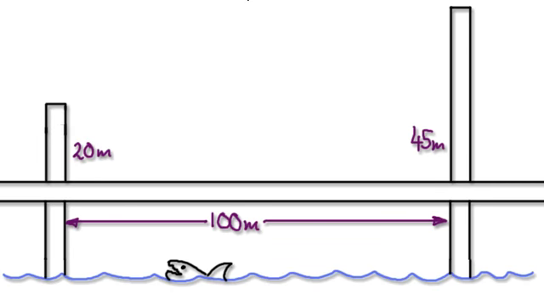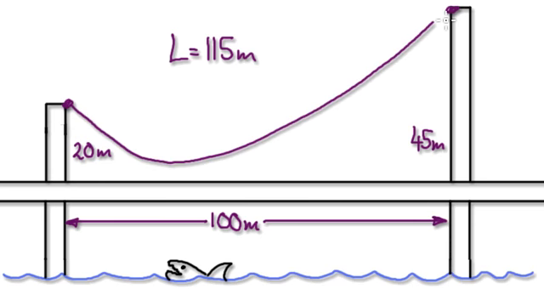Okay, let's give you guys some practice. So let's say I want to build a suspension bridge where the height of this pillar is 20 meters, and the height of this pillar here is 45 meters. Let's say I've got a metal cable of length 115 meters. If we were to lay the cable here, it will probably look something like this.